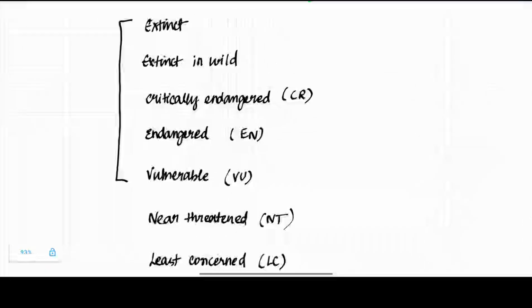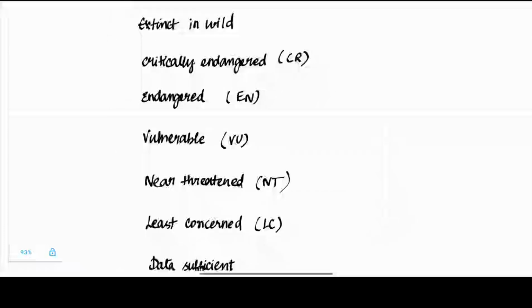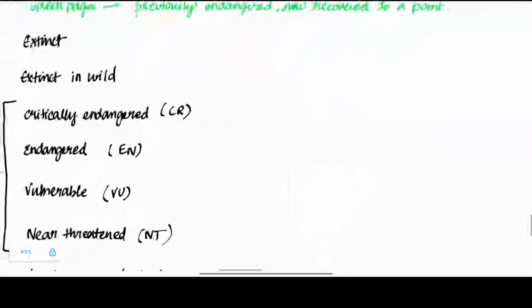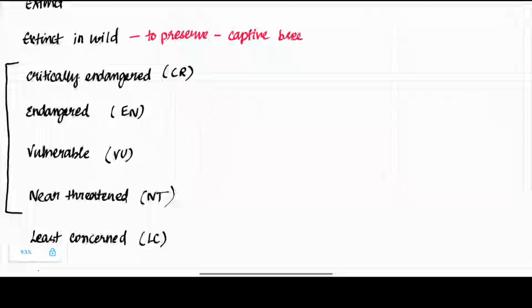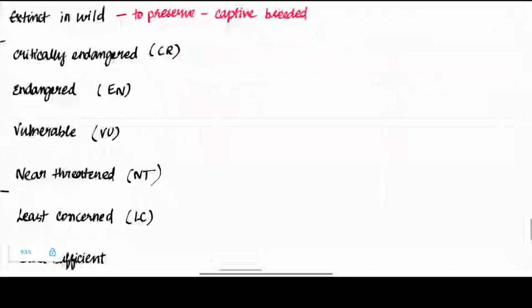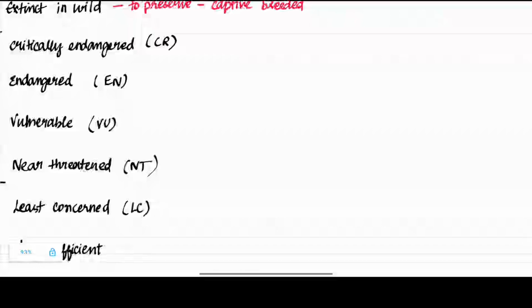Now, critically endangered, endangered, and vulnerable are categorized as threatened categories. We all know that extinct means it is not present. Extinct in the wild denotes that we need to preserve it, therefore it is captively bred. Captive breeding is done to preserve it, and it is not available in the wild.